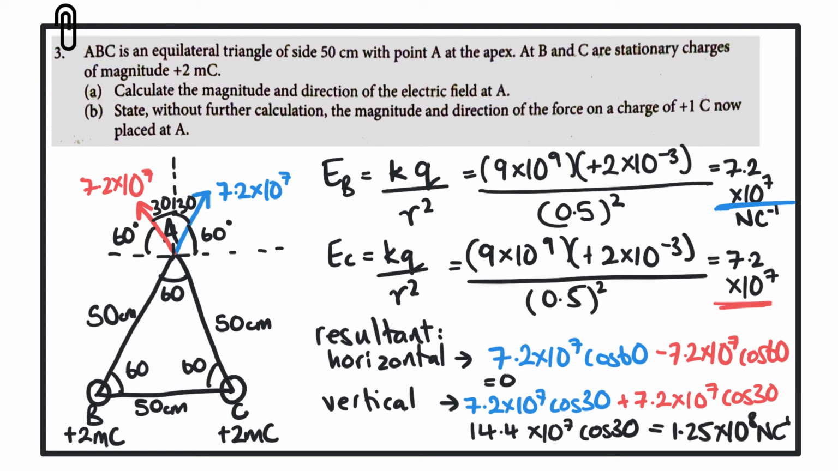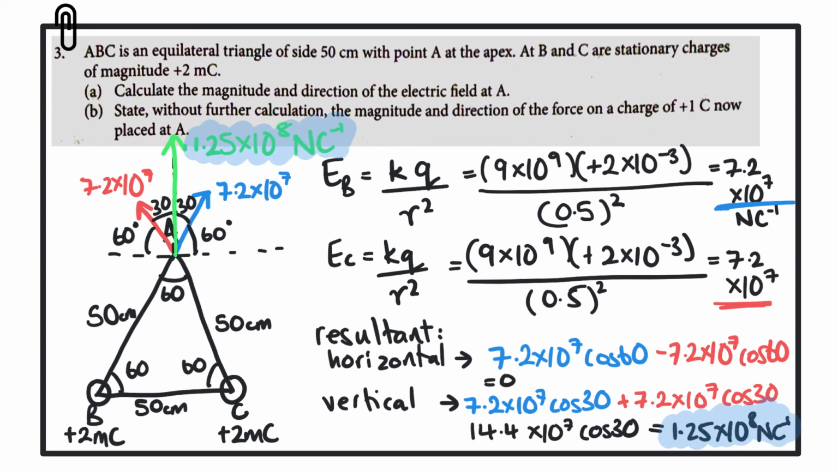So what we've just shown here is that the resultant electric field has no horizontal component, but that it does have a vertical component of 1.25 by 10 to the power of 8 newtons per coulomb. So that is our resultant, 1.25 by 10 to the power of 8 newtons per coulomb, and that is acting vertically, it's acting upwards from that point A.